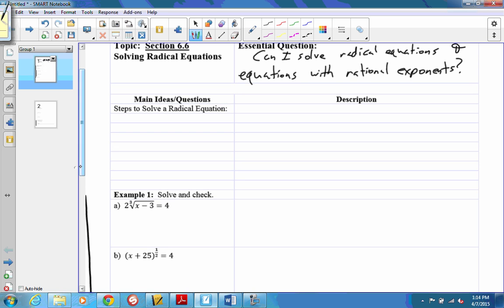Keep in mind, I can solve radical equations. I can change radical equations to rational exponents and vice versa, right? I can go back and forth between the two.